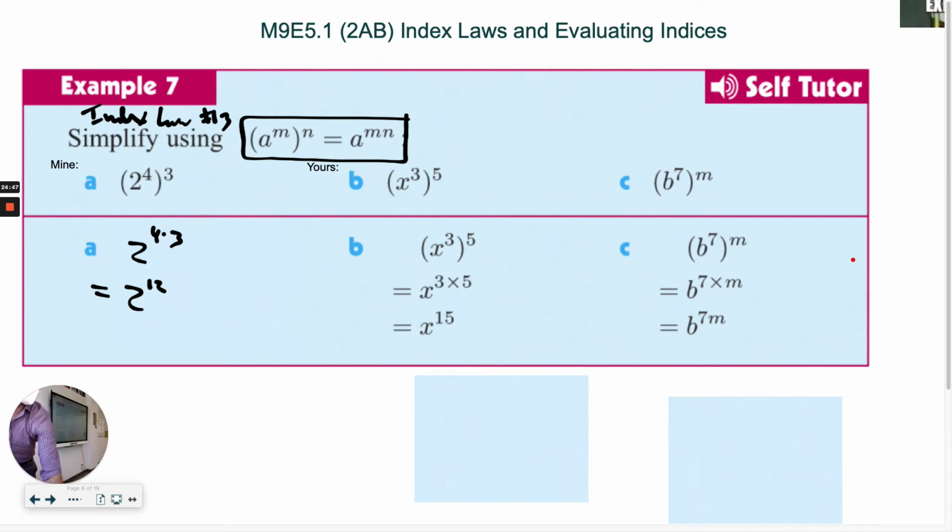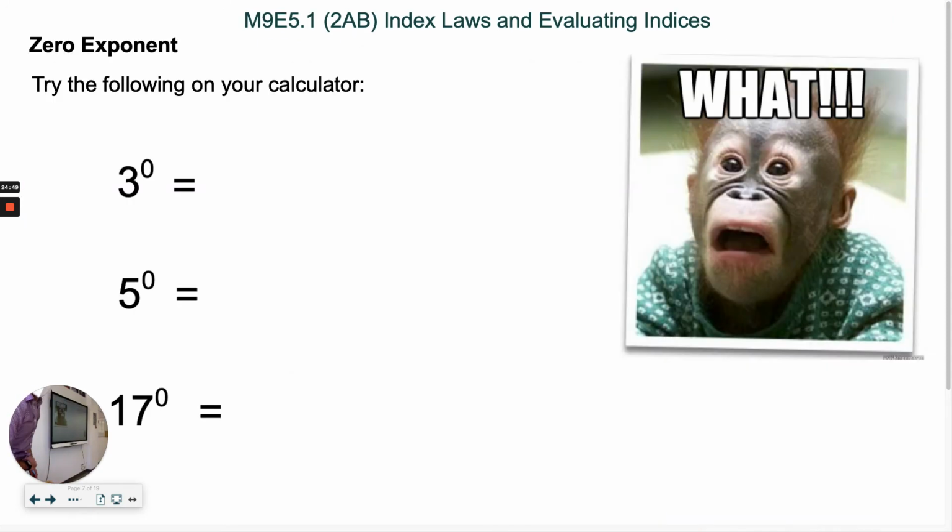Neat? Okay, grab your calculators and try this. Type in 3 to the 0, type in 5 to the 0, type in 17 to the 0. What? So whack.